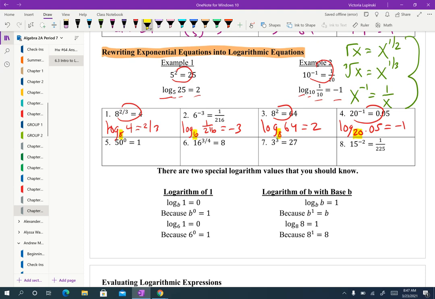So again, this is probably a good place for you to pause and try it. So go ahead and try 5 through 8, and then we'll come back and go through them together.